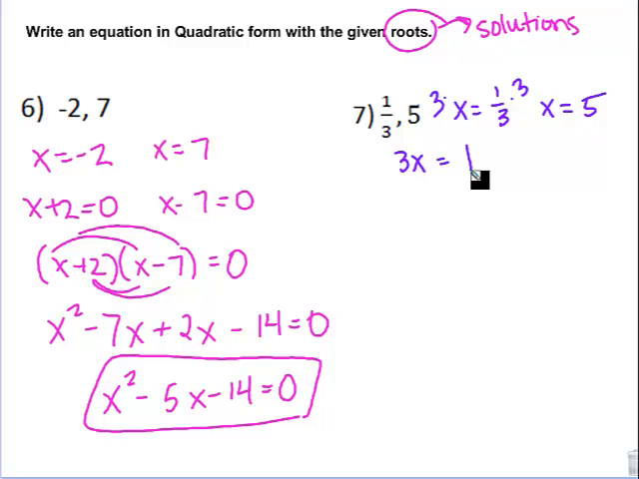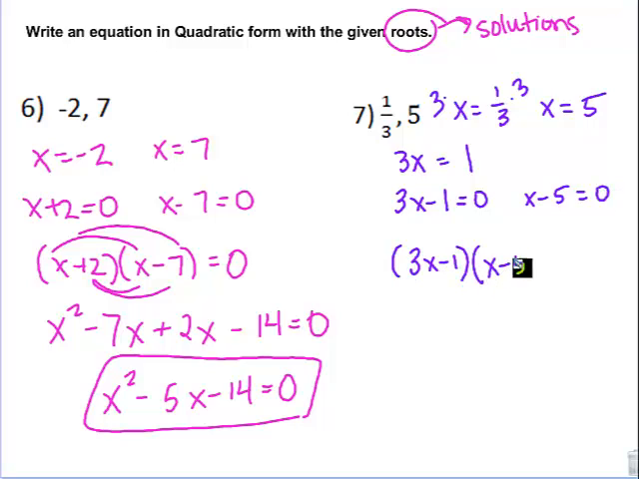So I now have 3x equals 1. Now, to get this equal to 0, I would have to subtract 1 over. So I'd have 3x minus 1 is equal to 0. Doing a similar thing for x equals 5, to get this one equal to 0, I would subtract my 5. So x minus 5 is equal to 0. Now I'll times these two together. So I'll take 3x minus 1 and times it by x minus 5 and distribute throughout.